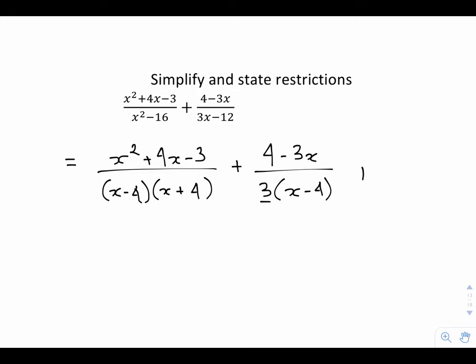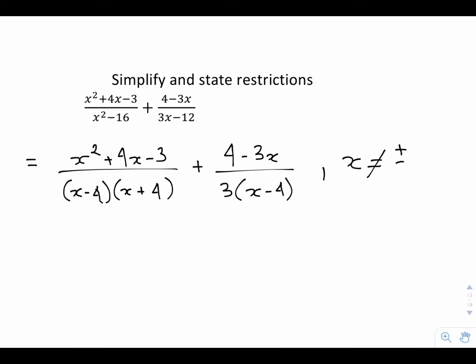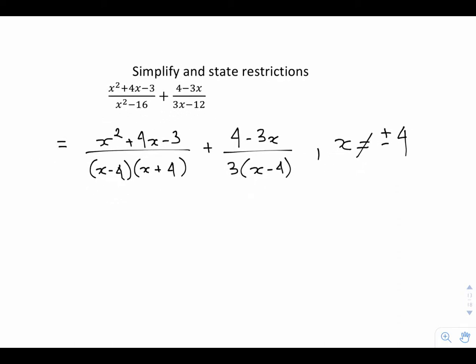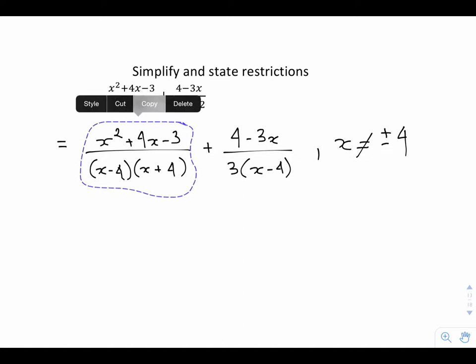So looking at the denominators here, I notice that x cannot be 4, x cannot be negative 4, and x cannot be 4 again. So there are only two restrictions, and I'll state them right here. x is not equal to plus or minus 4. And I want to be succinct, so I'll just write it as that. So now it's time to find our common factor and change our fractions here.